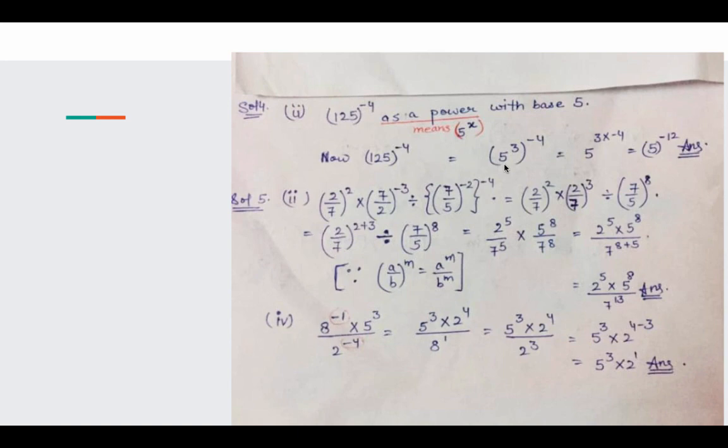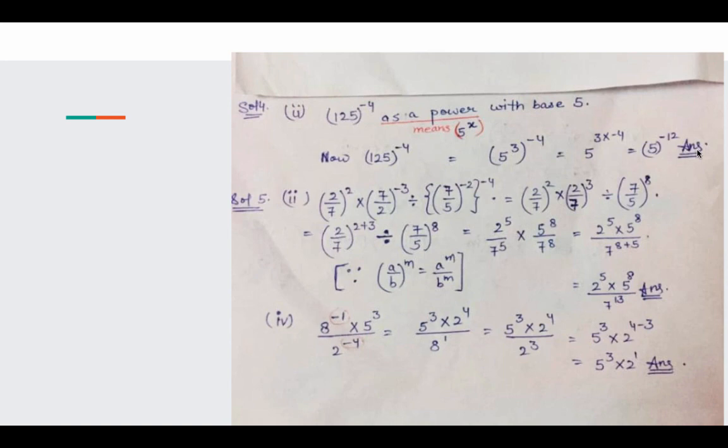That is 125. Okay, so 125 can be written with base 5 as 5 raised to power 3, and whole raised to power minus 4. What's the relationship again, students? The same law of exponent. Yes, these two will be multiplied. So what do you get? 5 raised to power 3 into minus 4. Here it will be multiplied. 4 3s are 12. So answer, what do you get? 5 raised to power minus 12.